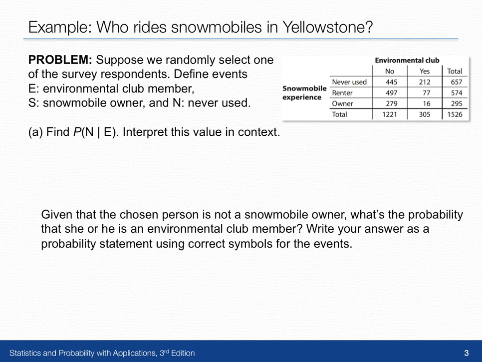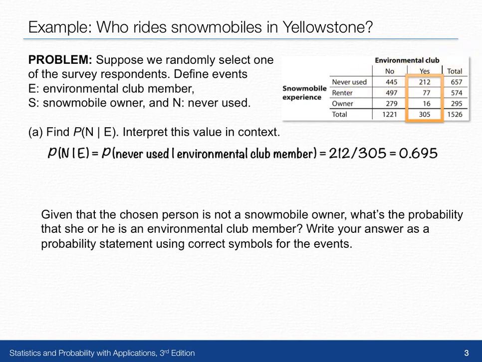Since this is a conditional probability, we'll want to make sure we're very careful in which part of the two-way table we look at. In this case, we're given that the respondent is an environmental club member. That restricts where we want to look. So we're not looking at all 1,526 respondents, we're only looking at the 305 who indicated that yes, they were part of an environmental club. Of that, 212 have never used a snowmobile.